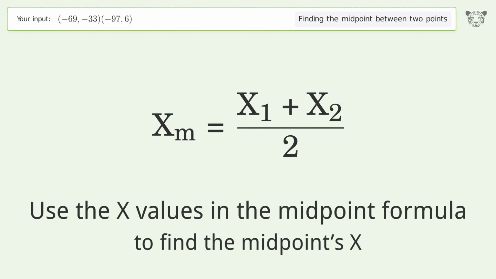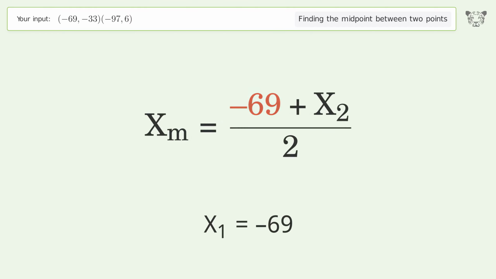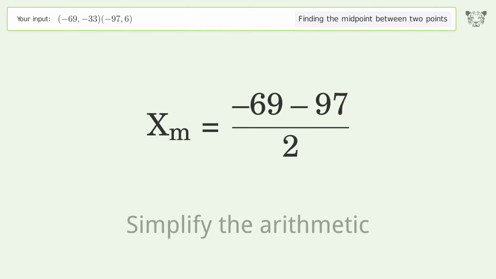Use the x values in the midpoint formula to find the midpoint's x. x1 equals -69. x2 equals -97. Simplify the arithmetic.